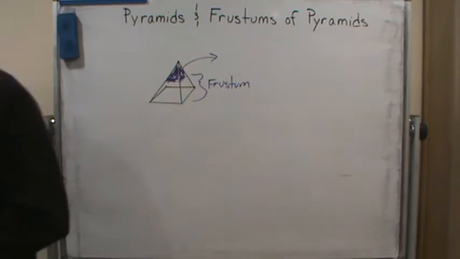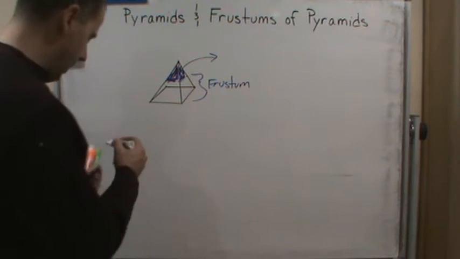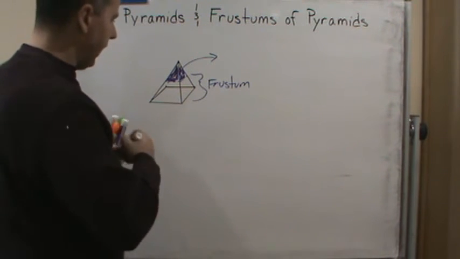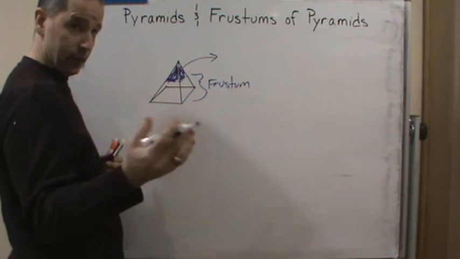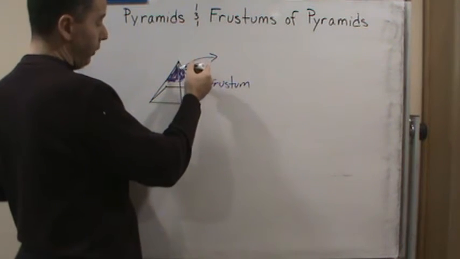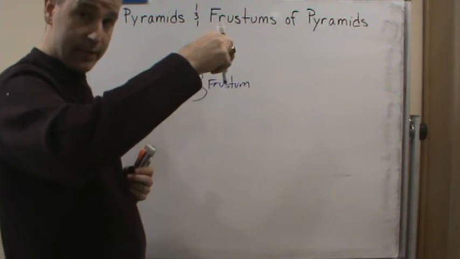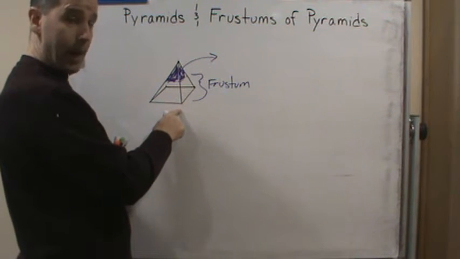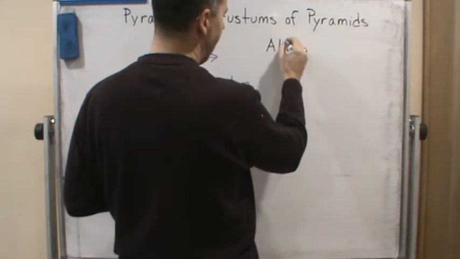So let's introduce some of the formulas that go with this. Let's talk about the altitude. The altitude of a pyramid is just from the apex down to the center of the base. We're talking about regular right pyramids. So with a frustum, the altitude is the height of the frustum. You're going to go from the center of the top base, the part that's cut off, to the center of the bottom base, which is going to be a perpendicular line. So that's going to be the altitude.